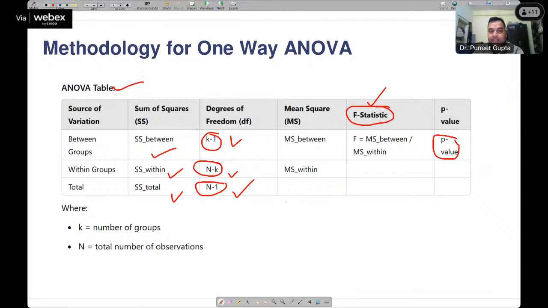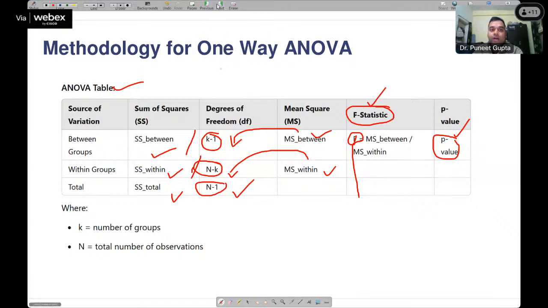Then SS between is divided by the degrees of freedom K minus 1, and you get MS between. Similarly, SS within is divided by the degrees of freedom N minus K, and you get MS within. Then MS between upon MS within gives you the F statistic value. This is the F calculated value, but since you will use software, we will test directly. If you do it with pen and paper, it takes at least half an hour to solve one ANOVA question manually, because there is a lot of calculation in one-way ANOVA.